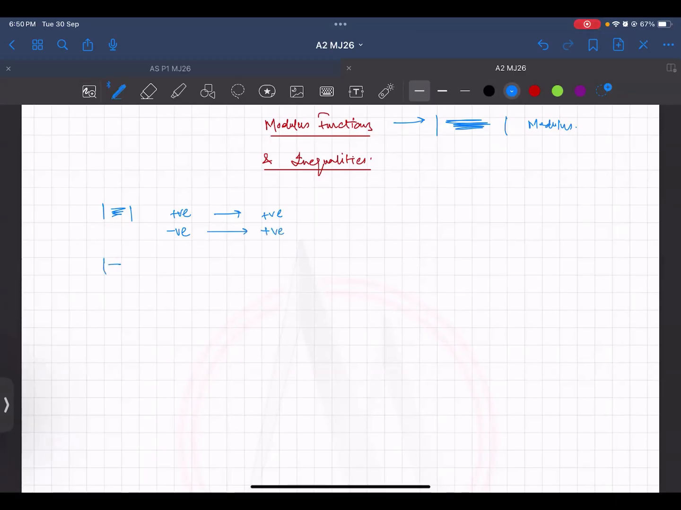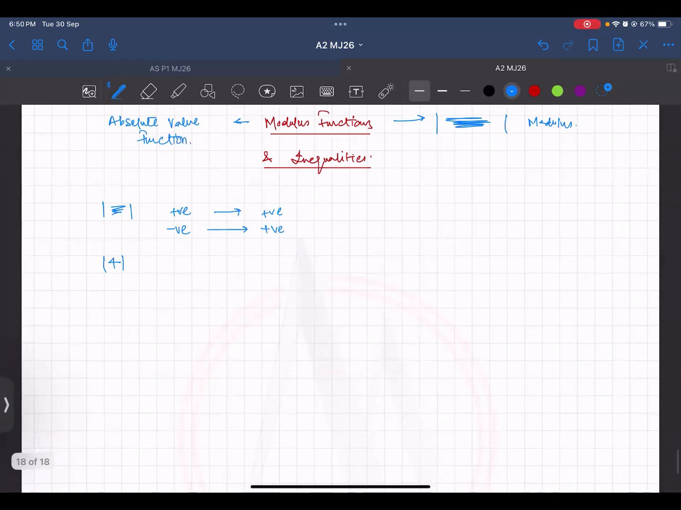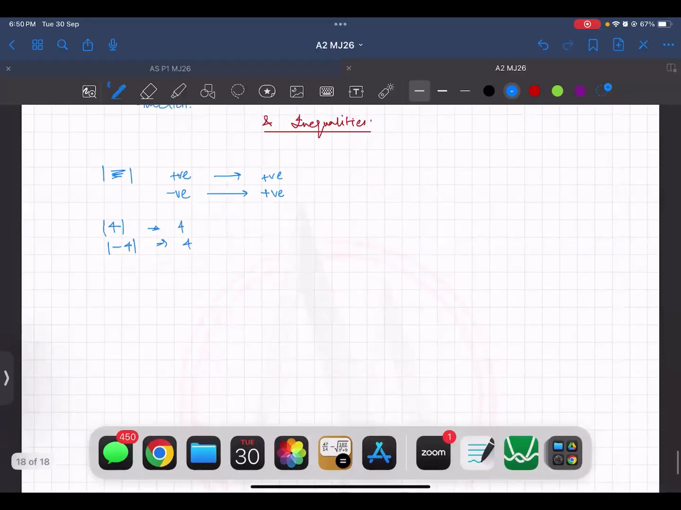For example, the modulus function is also known as the absolute value function. It will get you the absolute value. So the absolute value of 4 will be equal to 4, and the absolute value of -4 will also be equal to 4. You have this function in your calculator.